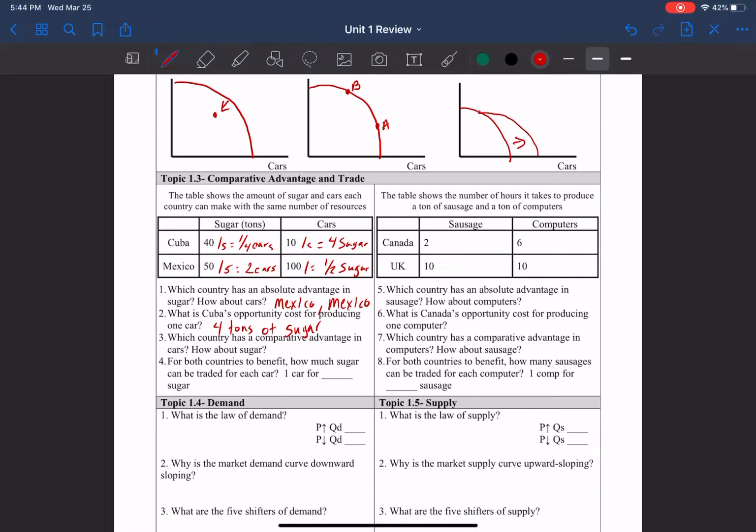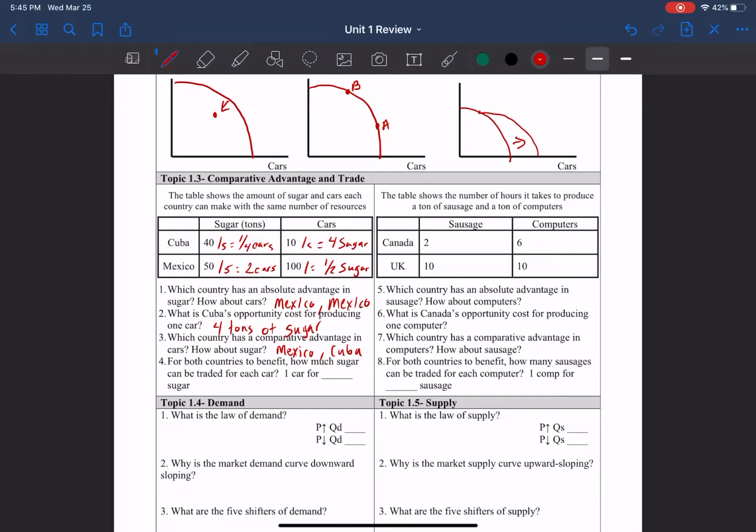Which country has the comparative advantage in cars? So in order to produce 1 car, Cuba has to give up 4 tons of sugar. Mexico only has to give up a half a ton. So Mexico has the comparative advantage in car production. But on the sugar side, Mexico has to give up 2 cars to produce 1 ton of sugar. Cuba only has to give up 0.25 of a car to produce 1 ton of sugar. So now Cuba has the comparative advantage in sugar.